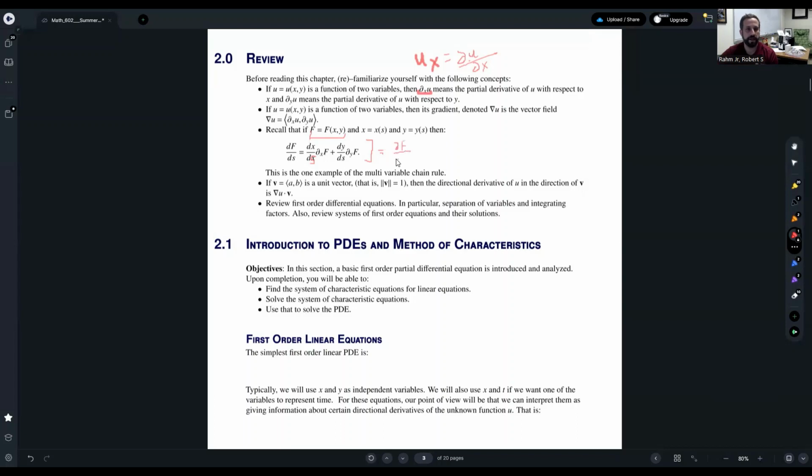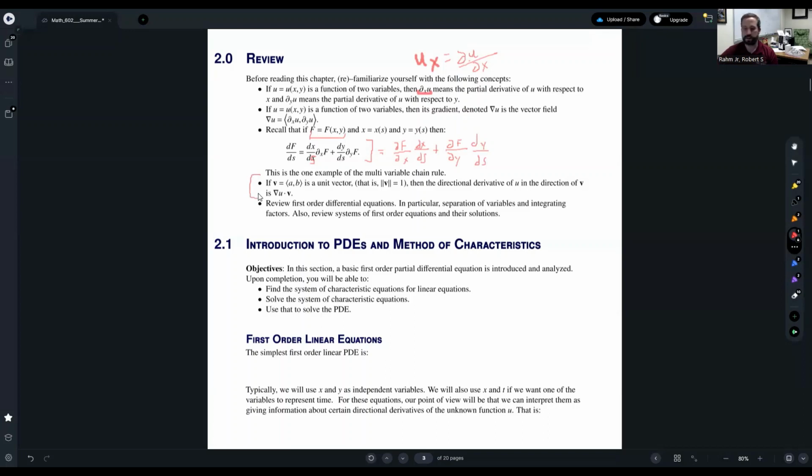We'll write something like this. And notice we're doing partials for the f. So this is the partial derivative of f with respect to x, but this is just the ordinary derivative of x with respect to s because x is a function of one variable, whereas f has these intermediate variables, x and y.